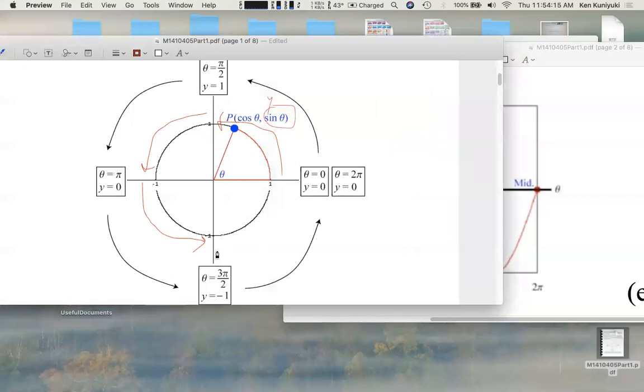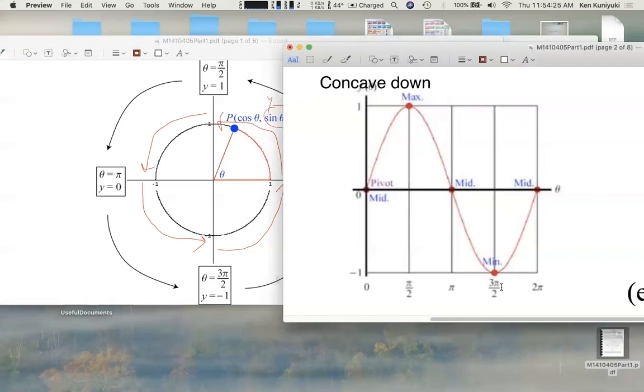And then finally, in quadrant 4, as theta goes from 3 pi over 2 up to 2 pi, the y-coordinate goes from -1 back up to 0. The sine value goes from -1 back up to 0. 2 pi is coterminal to 0, so it makes sense that sine of 2 pi equals sine of 0, which is 0. And we have completed a fundamental cycle for y equals sine of theta.